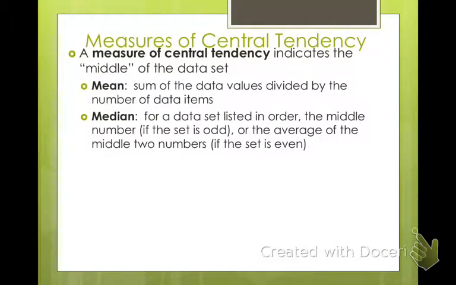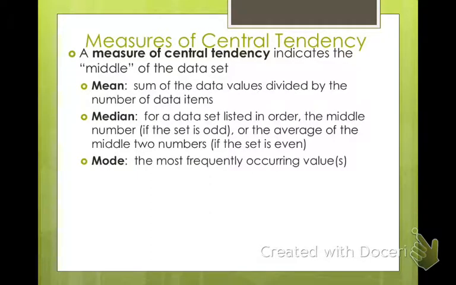Next we have the median. The median is where you take a list of numbers and arrange them from smallest to largest, and then you check off the ends until you get to the number that's in the middle. If there are two numbers in the middle, because it's an even number of items in your data set, then you take the average of those two in the middle.